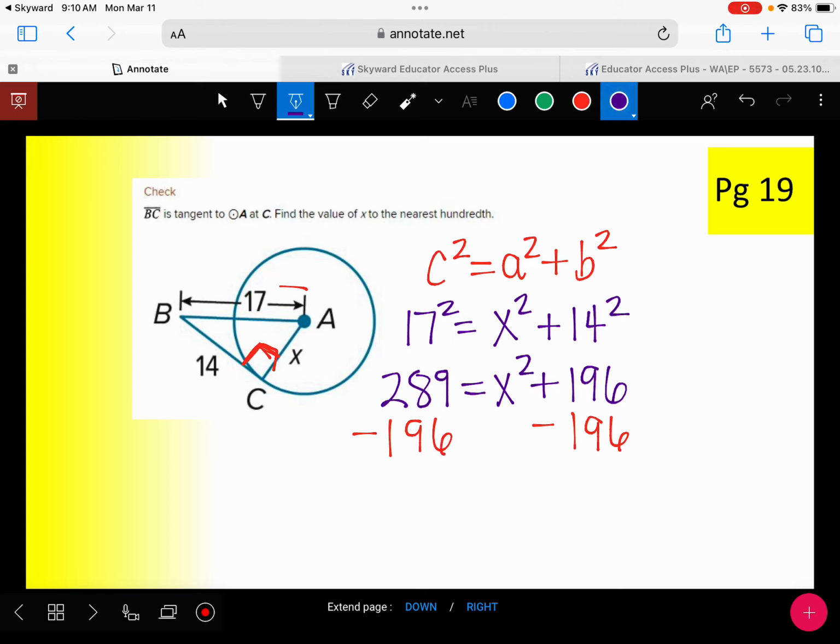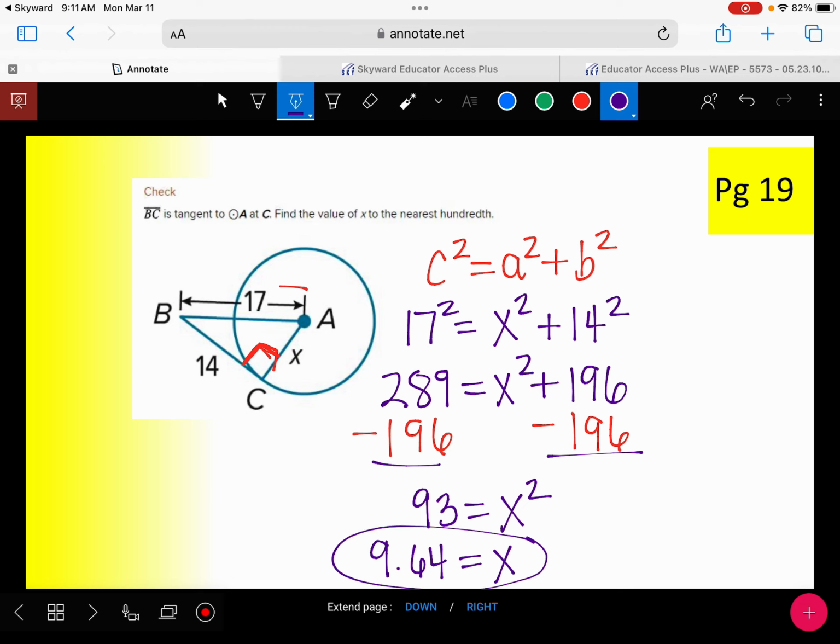All right, go ahead and subtract 196. Take 289 minus 196. And then take the square root of 93. When you hit that square root, you're going to get a decimal. You should get 9.64. And that would be my answer.